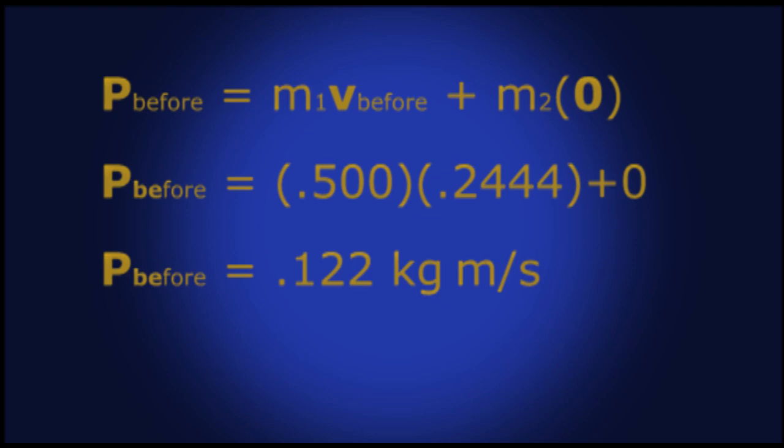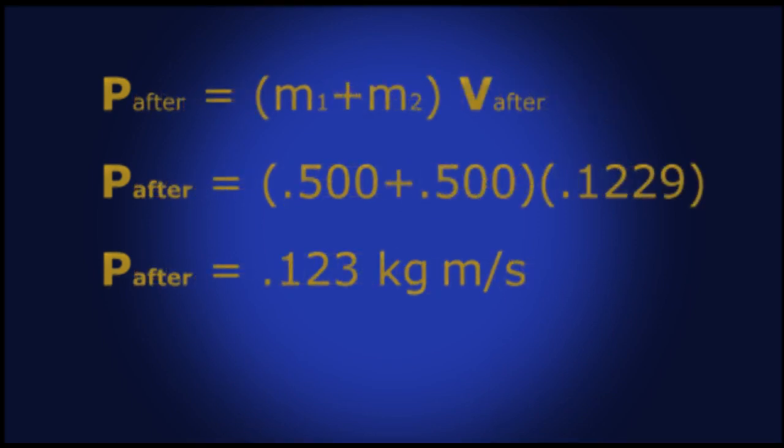Its mass of half a kilogram times the before velocity of 0.2444 meters per second yields a momentum of 0.122 kilogram meters per second. After the collision, when the two carts stick together, the system momentum is the product of their combined mass and their shared velocity. The combined mass of the two carts is 1 kilogram, and the after velocity of 0.1229 meters per second lead to a momentum of 0.123 kilogram meters per second.